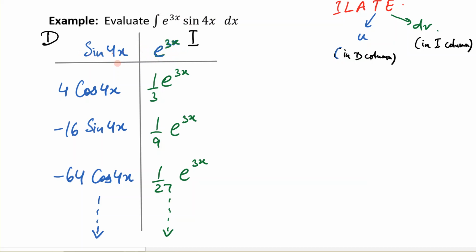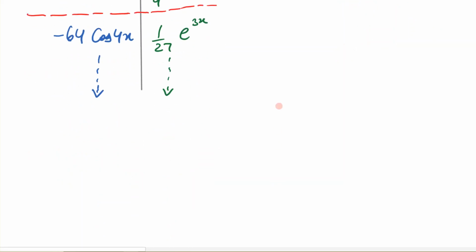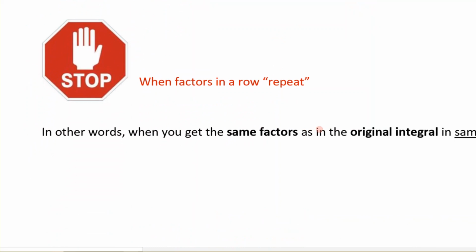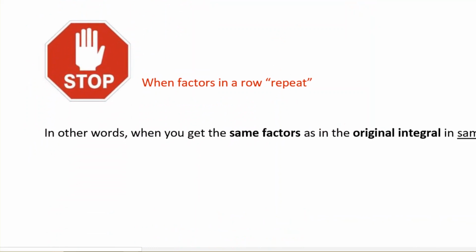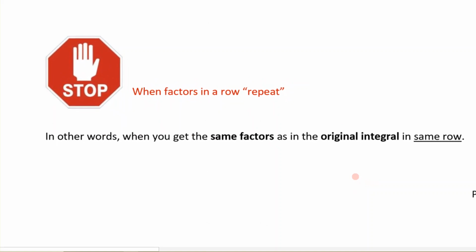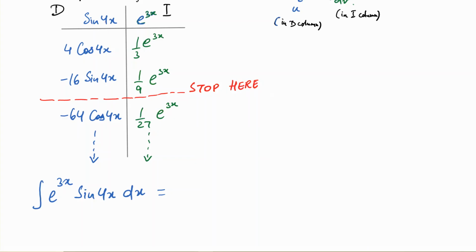So we notice that we have sine 4x in the second row, and also e raised to power 3x. So we should stop at this point. So the second stop method is when the factors in a row repeat. When the factors in a row repeat, we should stop. Or in other words, when you get the same factors as in the original integral in the same row, you should stop. So let's use our table to write the solution to this integral.